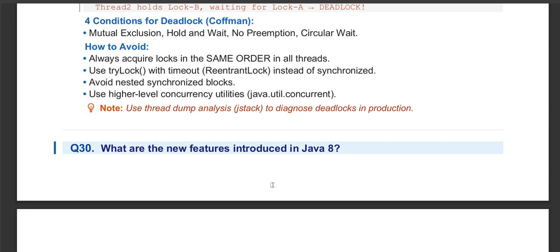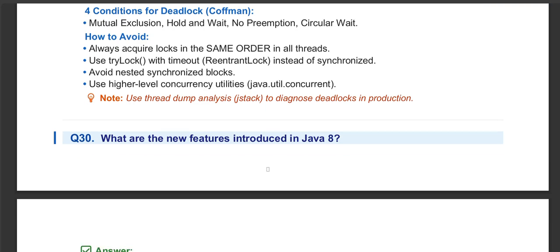How to avoid it? Always acquire locks in the same order across threads. Use tryLock with a timeout instead of synchronization. Avoid nested synchronized blocks. Use thread dump analysis to diagnose.